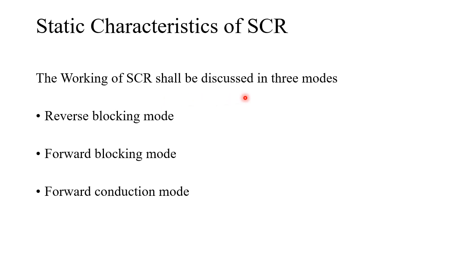The working of SCR shall be discussed in 3 modes: reverse blocking mode, forward blocking mode, and forward conduction mode, which we have discussed earlier. Reverse blocking mode means the SCR is reverse biased. Forward blocking mode means the SCR is forward biased but the gate signal is not given. Forward conduction mode means it is operated either above VBO or the gate signal is given.